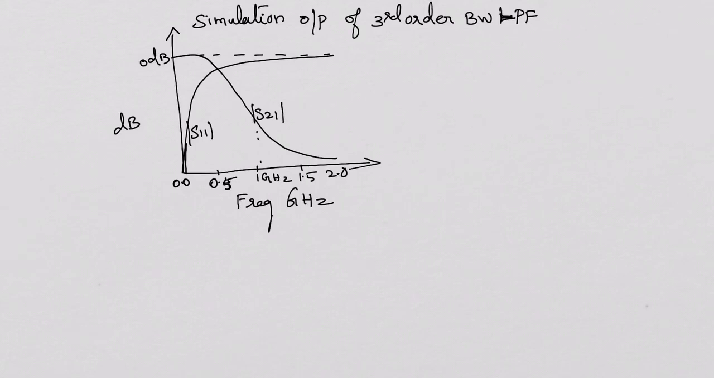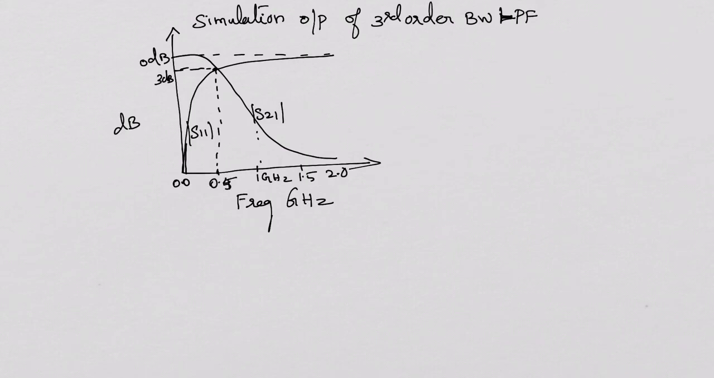Here we have designed this filter for the cutoff frequency of 400 megahertz, that is equivalent to 0.4 gigahertz. So it cuts off at 0.4 gigahertz, and this line must correspond to 0.4. Here this corresponds to 3 dB. The S11 and S21 both meet at the point which corresponds to minus 3 dB from the maximum value. This circuit consists of only inductors and capacitors, so there is no insertion loss in this particular filter. So this is an ideal response.